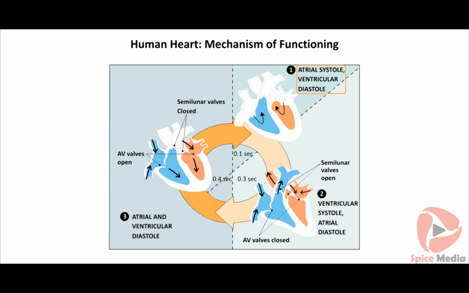Auricular systole is the phase during which both the auricles contract at the same time and pump blood into the ventricles. Ventricular systole is the phase at which both the ventricles contract at the same time and pump blood into blood vessels. During ventricular diastole, both the auricles and ventricles relax.